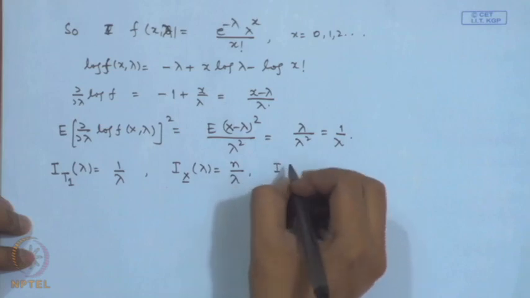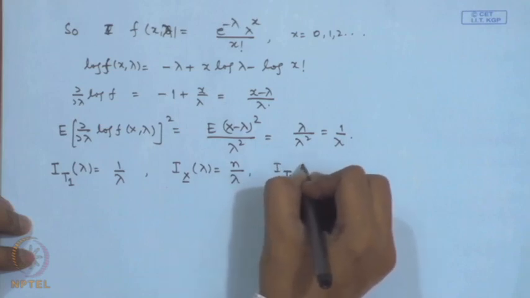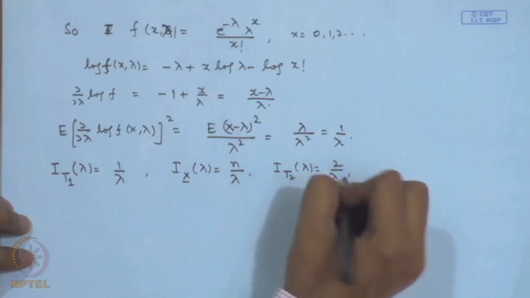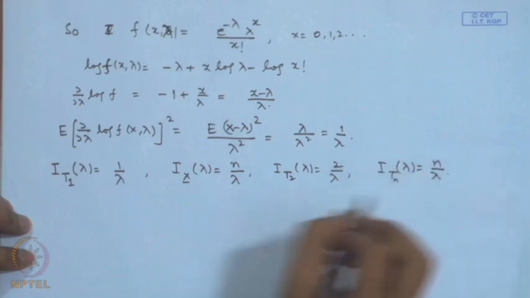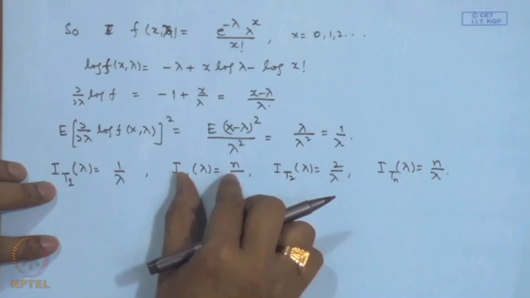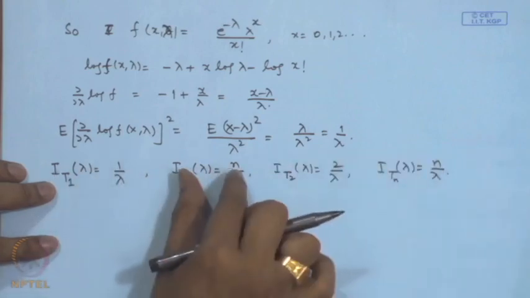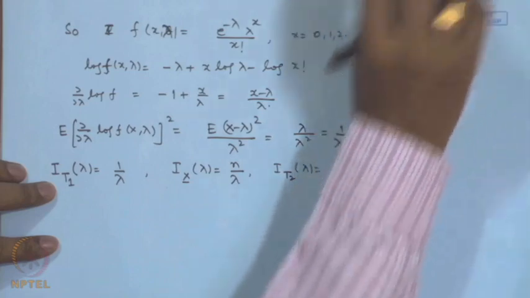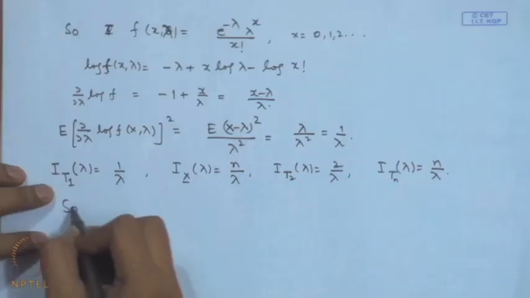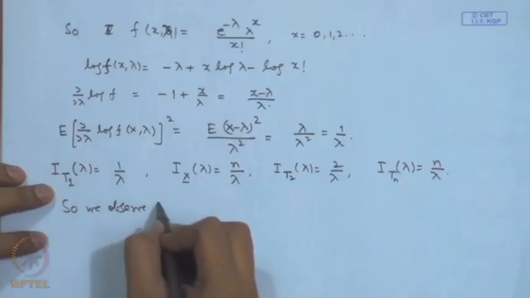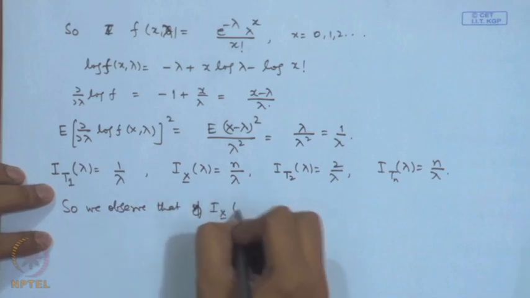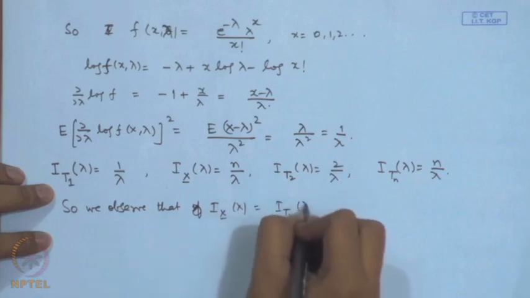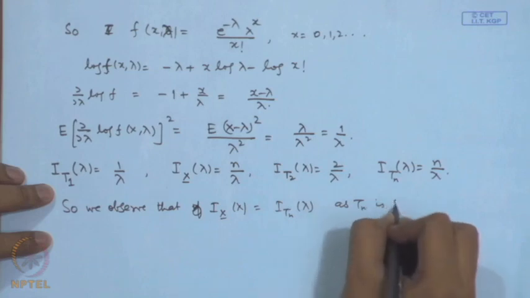If I consider the information in T2, that will be equal to 2 by lambda, and the information in Tn is also equal to n by lambda. So, you can see that the information in T1 is less than that in T2, which is less than that in Tn, however, the information in Tn is equal to that in the full sample. Tn, that is sigma xi, in the case of Poisson distribution, we have shown to be a sufficient statistic. So, we observe that the information of x is the same as the information in Tn, as Tn is sufficient.